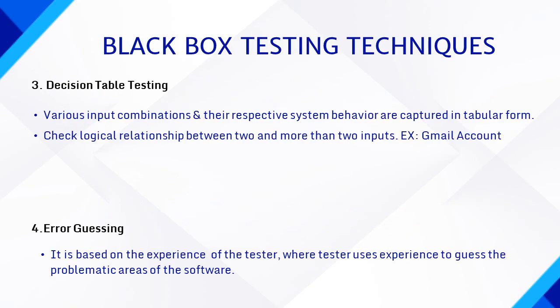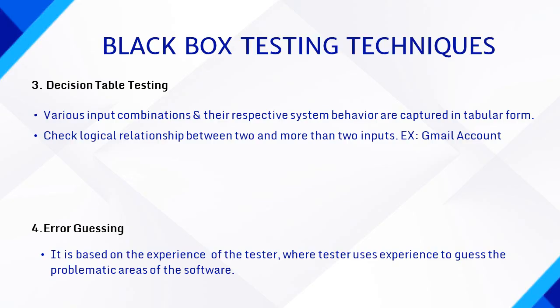The third technique is decision table testing. In this method, testers create a table that shows various input combinations and the expected system behavior for each. It helps to check the logical relationship between two or more inputs. For example, when creating a Gmail account, different combinations of input like username, password and recovery email can be tested using a decision table.